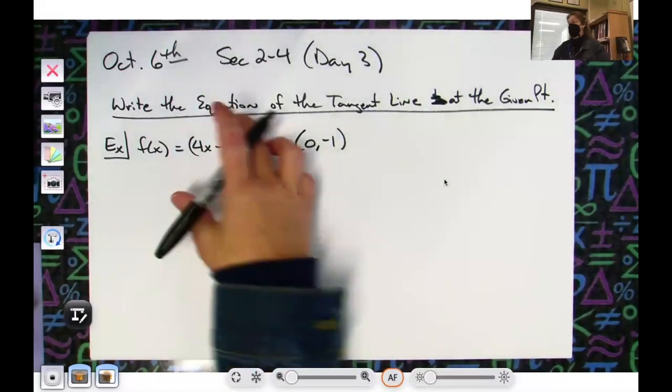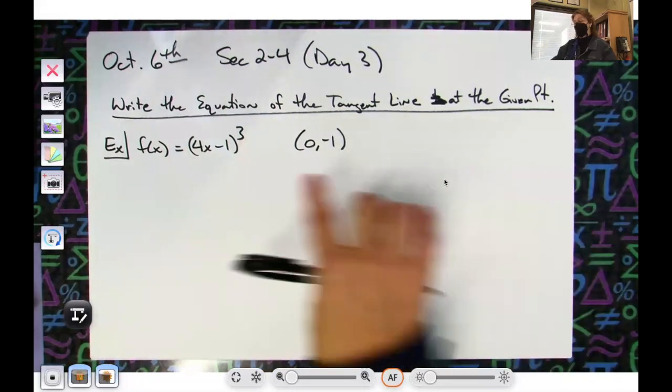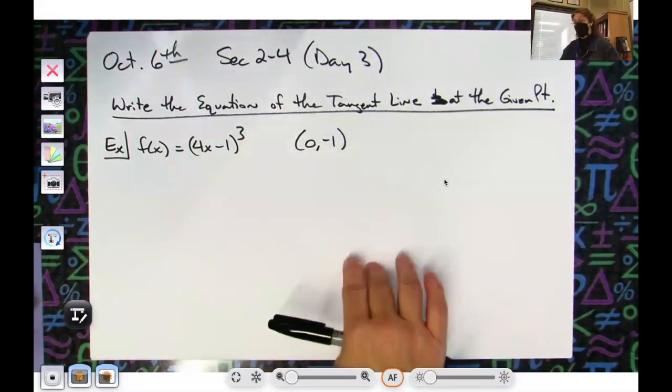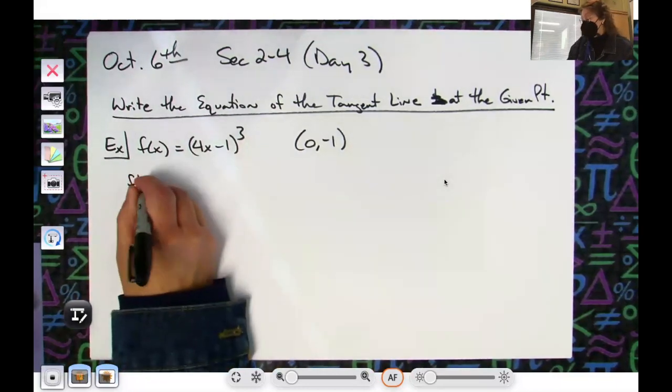I want the equation of the tangent line, so I have to have a point and I have to have a slope. And we know that what? We calculate the derivative to find the slope, right? So that's always the first step. So you calculate your derivative, f prime of x.